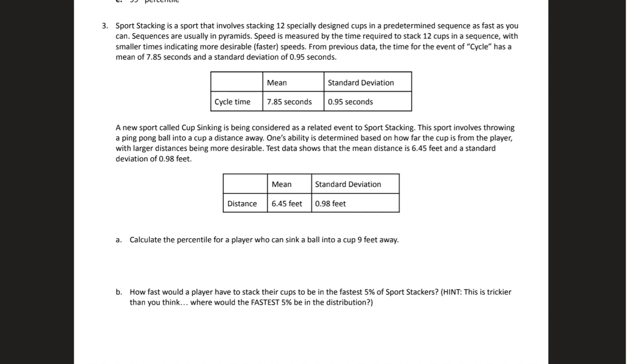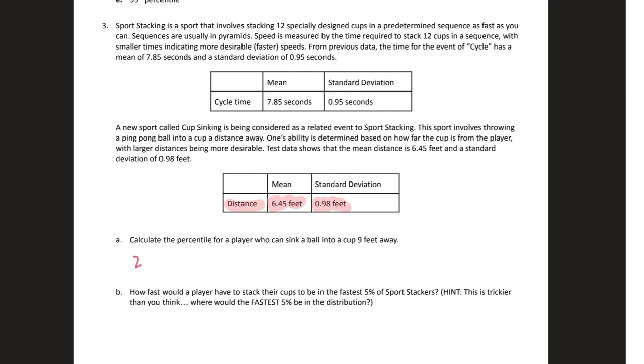All right, so here's some of the questions from the practice test that I think you should focus on. In this particular problem, they give us the mean and standard deviation for cycle time and the mean and standard deviation for distance, and it asks us to do certain things with that information. The first question says, calculate the percentile for a player who can sink a ball into a cup 9 feet away. So in this example, we're going to be using this mean and this standard deviation since we're talking about distance. And percentile we know is the area to the left.